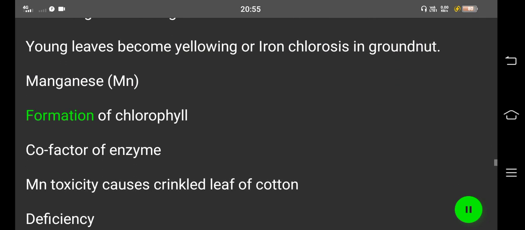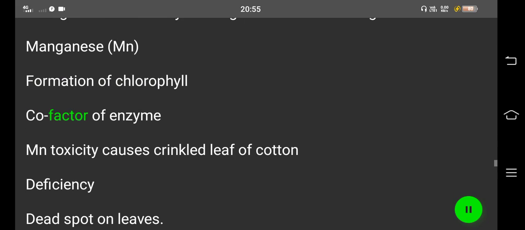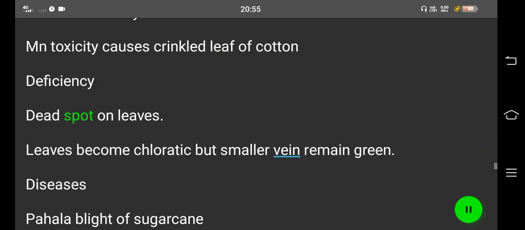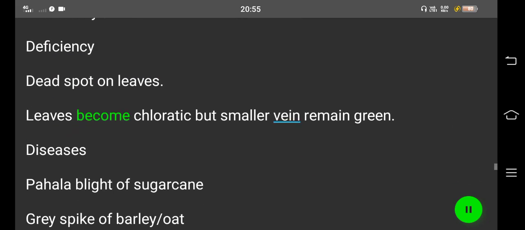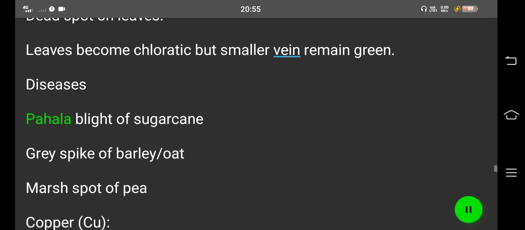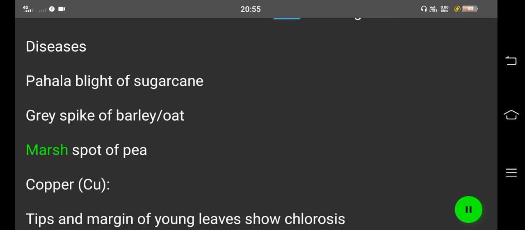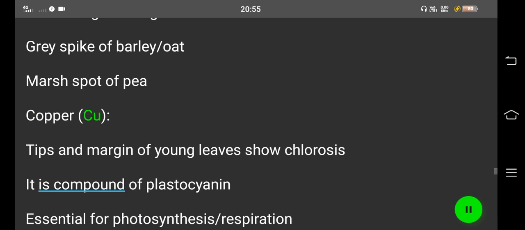Manganese, Mn. Formation of chlorophyll. Cofactor of enzymes. Mn toxicity causes crinkled leaf of cotton. Deficiency: dead spots on leaves. Leaves become chlorotic but smaller veins remain green. Diseases: Pahala blight of sugarcane, gray speck of barley and oat, marsh spot of pea.